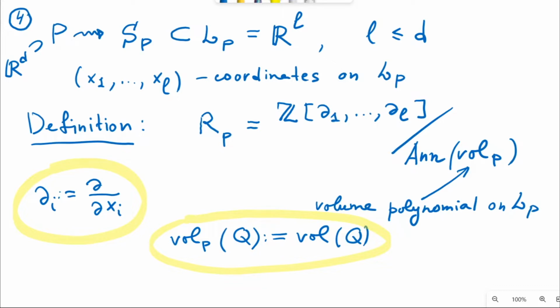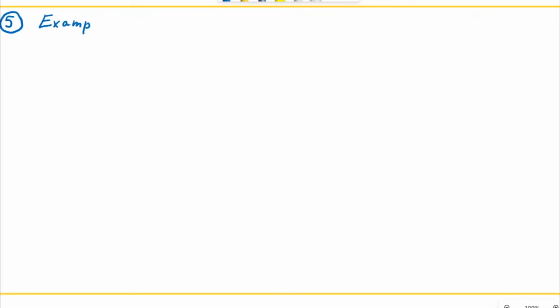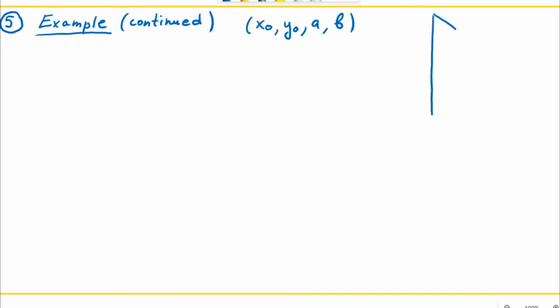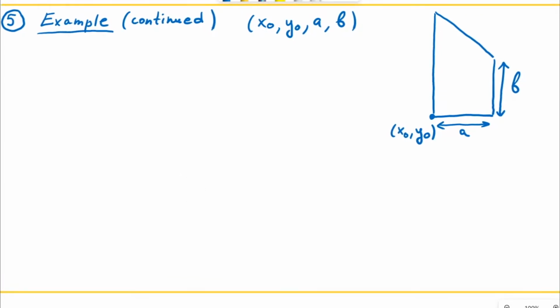So let me now give an example of an actual computation of Pukhlikov-Khovansky ring. Again, we consider the trapezoid. The family of virtual polytopes analogous to this trapezoid depends on 4 parameters. So we have 4 derivations. And it remains to compute the volume polynomial, which can be easily done by a formula from high school geometry.